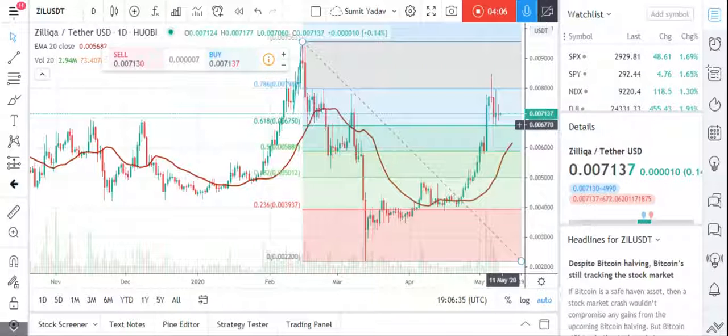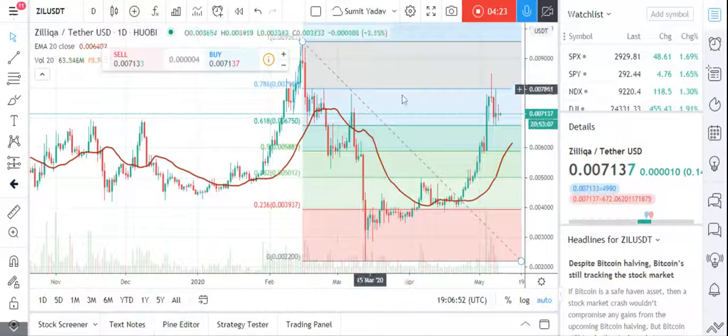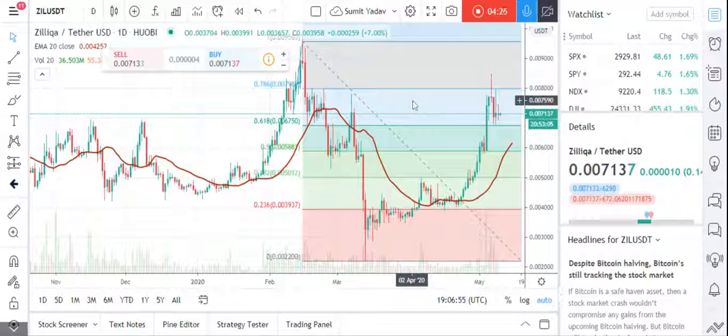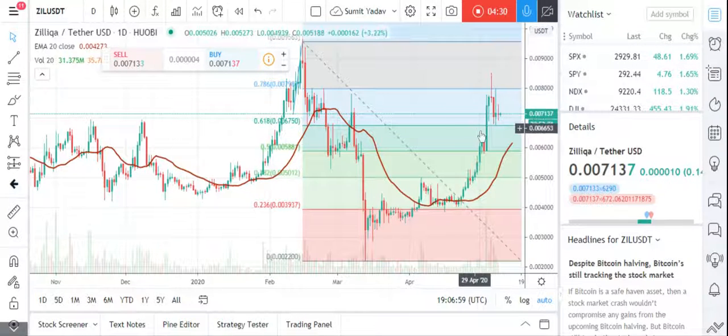But yes, anything is possible. This is just one technical indicator, but we use it, so that's why I'm explaining it to you. We have seen that in the past few days Zilliqa price has not dropped below this level. My motive to select this chart was to show you very clearly how it is acting as a support. So what about the other levels? 0.618 is holding as a support right now.